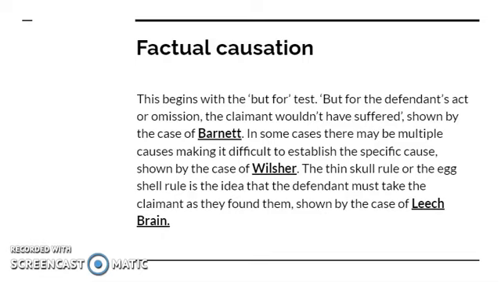In some cases, there may be multiple causes, making it difficult to establish the specific cause, shown by the case of Wilsher. The principal rule, the eggshell rule, is the idea that the defendant must take the claimant as they find them, shown by the case of Smith v. Leech Brain.